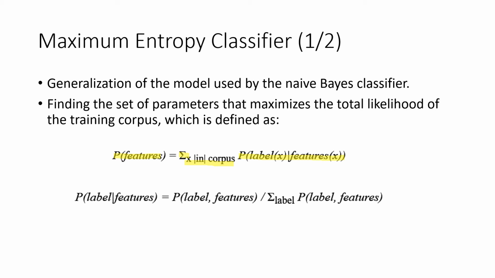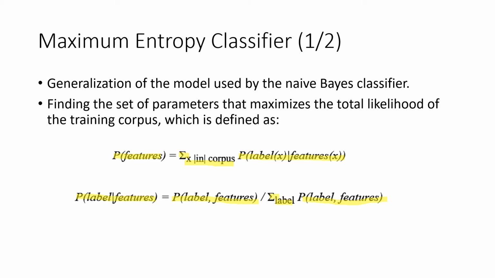And here, the conditional probability of a label given features is calculated as the ratio of the joint probability of label and features and the sum over labels of the joint probability of label and features. Because of the potentially complex interactions between the effects of the related features, there is no way to directly calculate the model parameters that maximize the likelihood of the training set. Therefore, maximum entropy classifiers choose the model parameters using iterative optimization techniques, which initialize the model's parameters to random values and then repeatedly refine those parameters to bring them closer to the optimal solution.